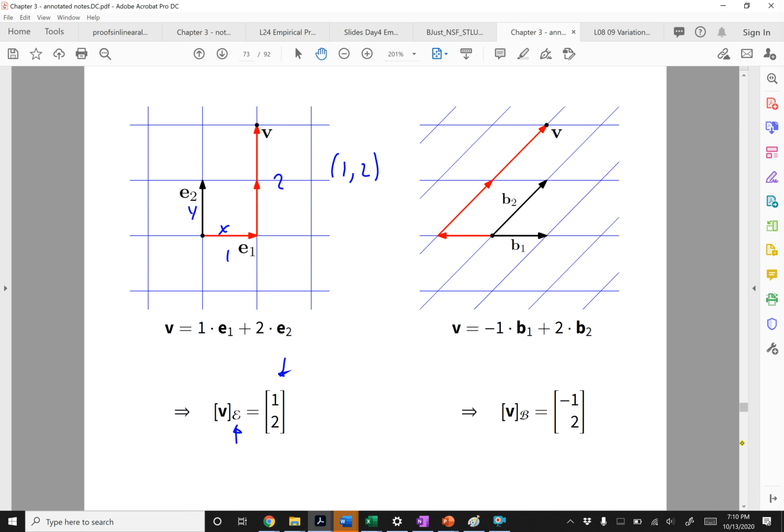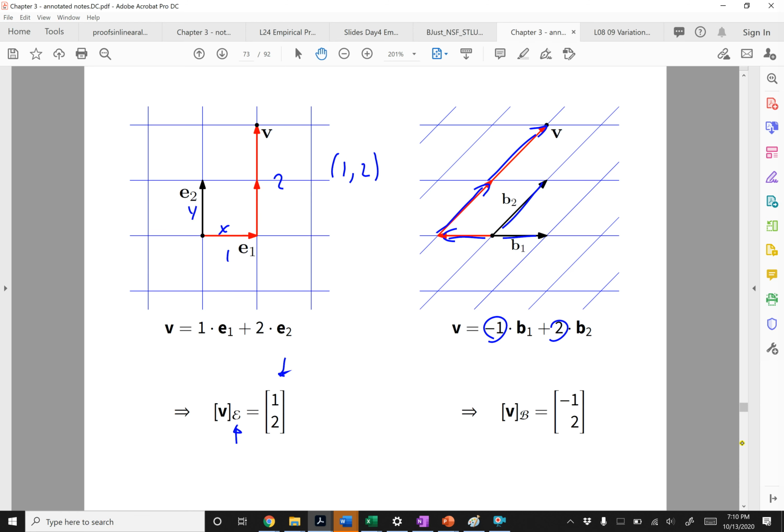But if we're not using a standard basis, we're using something different like b1 and b2, I can still get to v. That's the same spot. But the coordinates here are -1 and 2. I go minus b1 and I go 2 b2s. It still ends up being at the same spot.